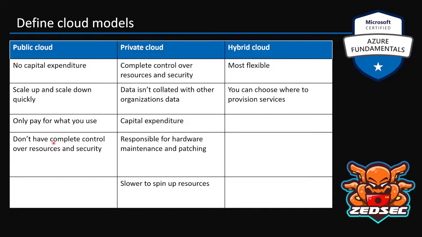So for example, say you want to spin up a VM. Well, you don't really have a lot of space in your data center. You don't have a lot of power left. So you can just spin one up in the cloud. It's really, really easy. Yeah, so those are the main cloud models.